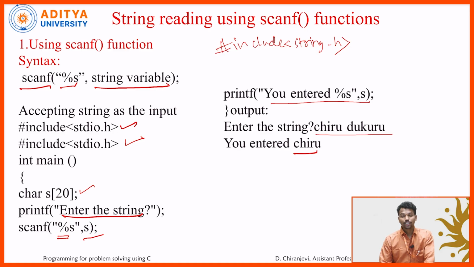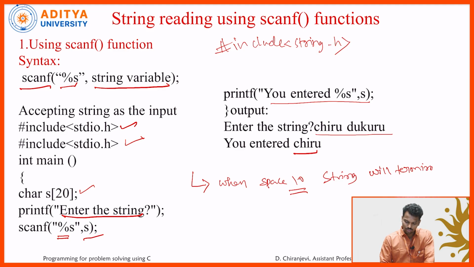It is not printing Dukuru. The reason is that whenever it encounters a space, the string will terminate. When a space is encountered, it will think the string is over. So after Chiru you gave a space, so the compiler will think the string has ended. That's why it is printing only Chiru. Now how do we overcome this problem?